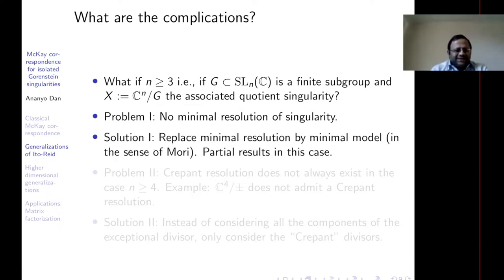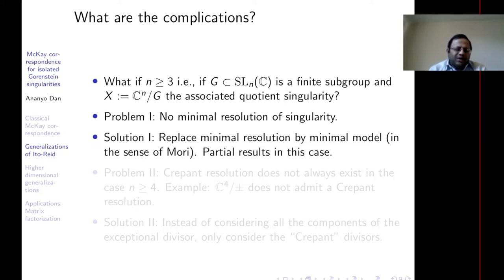But there is a replacement for this, which is that we use the minimal model in the sense that we look at a projective morphism from another projective variety Y to X, which is crepant in the sense that the canonical sheaf on Y is just the pullback of the canonical sheaf on X, with the additional condition that Y is just terminal singular. It is actually Q-factorial terminal, but these are some technical things.